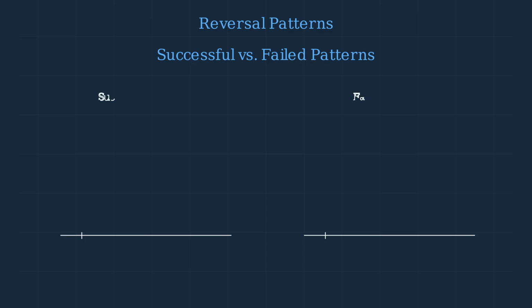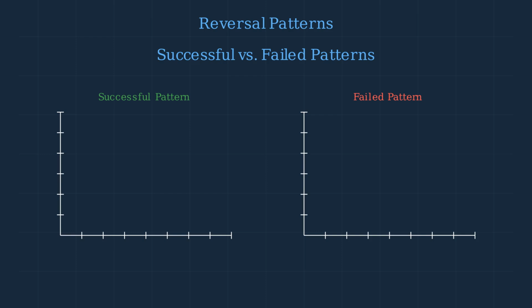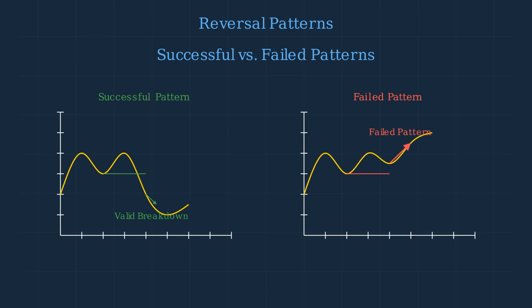Not all reversal patterns lead to successful trend changes. Let's compare a successful pattern with a failed one to understand the differences. In a successful pattern, we see a clear breakdown below support, followed by continued movement in the new direction. Volume typically confirms this move. In contrast, a failed pattern might initially appear identical, but instead of breaking down, price bounces at support and continues in the original direction. This is often called a fake out or false breakdown.